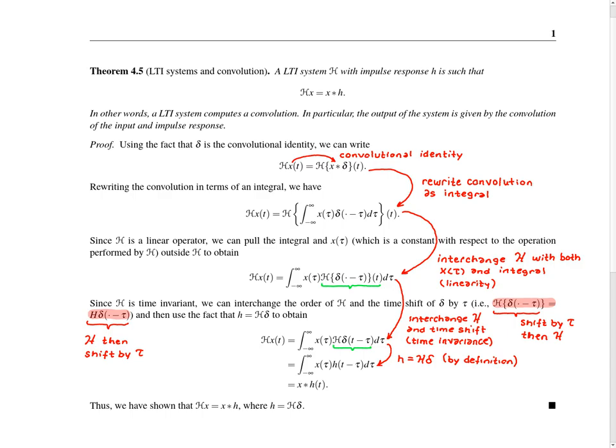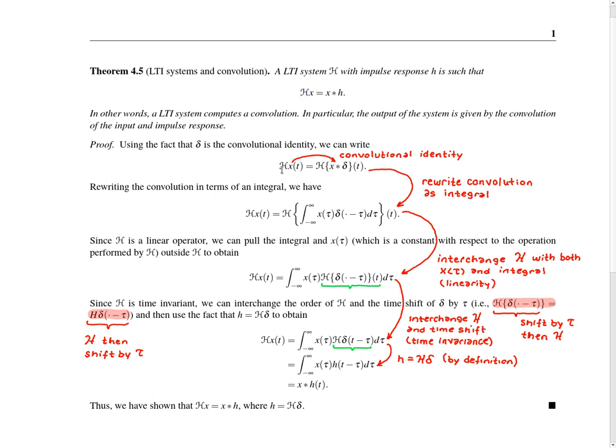In this example, we're going to prove the result of Theorem 4.5. In other words, we're going to show that if we're given an LTI system, which is denoted by the operator script h, that has the impulse response little h, that this system satisfies an equation of this form. In other words, the output of the system is equal to the input of the system convolved with the impulse response of the system. So to do this, what we're going to do is we're going to start with the left-hand side of this equation and then manipulate it into the form of the right-hand side.